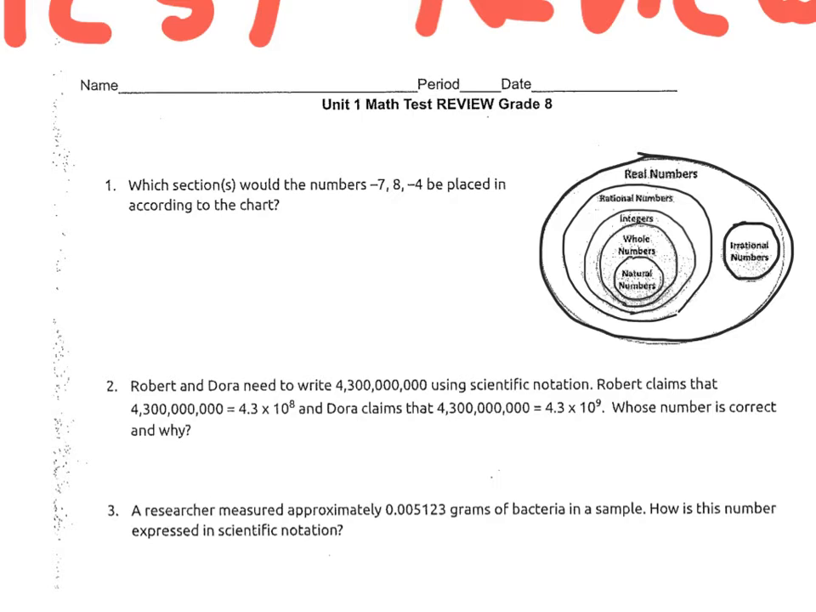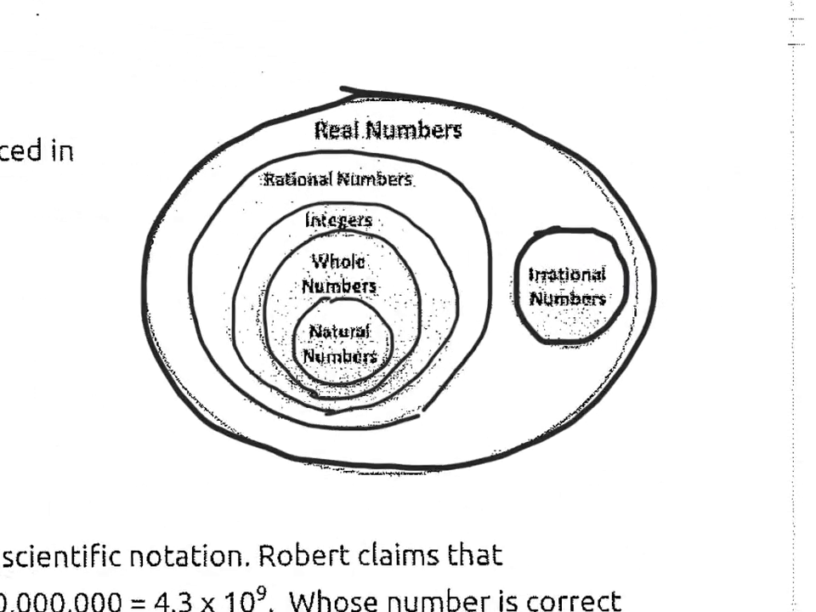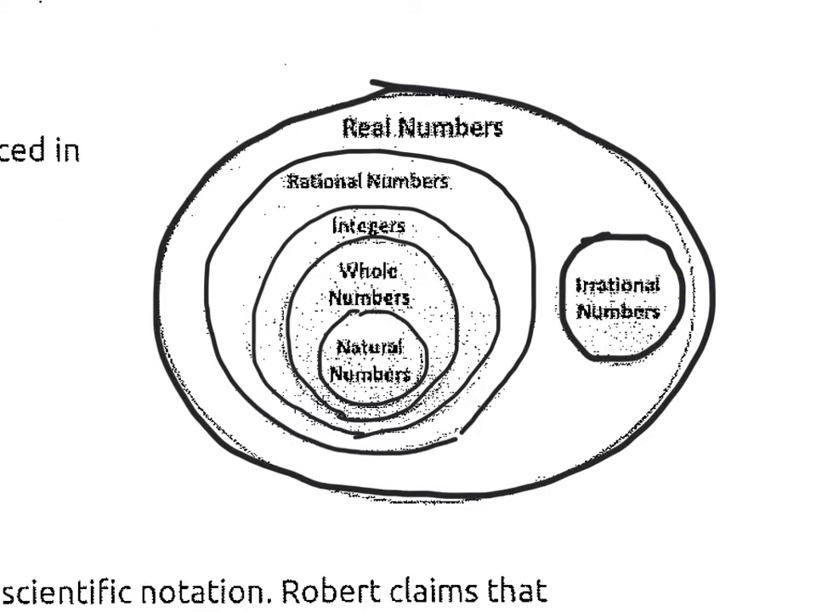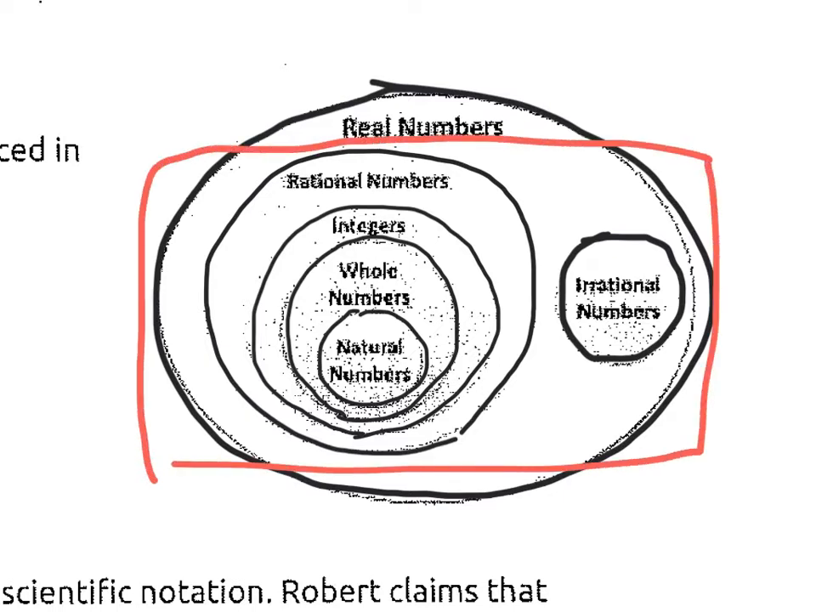Number 1 says, which sections would the numbers -7, 8, and -4 be placed in according to the chart? Now, this chart is a little bit different than the ones that we have been messing with. You're used to it looking like something like this. It's the same set of stuff where irrational is off to the side. It means the exact same thing. It's just this circle here is not a rectangle this time around, okay?